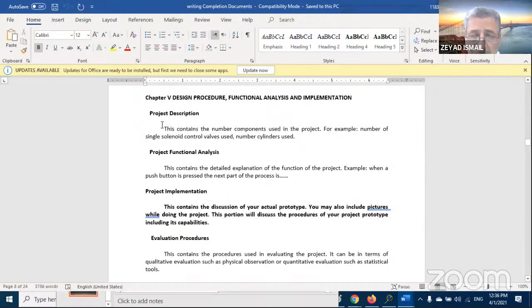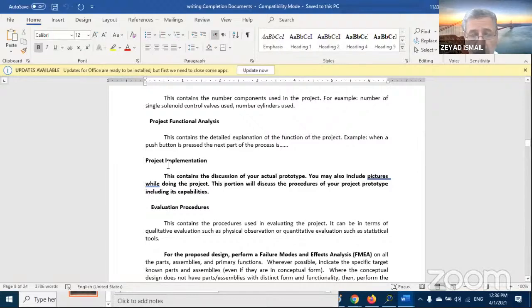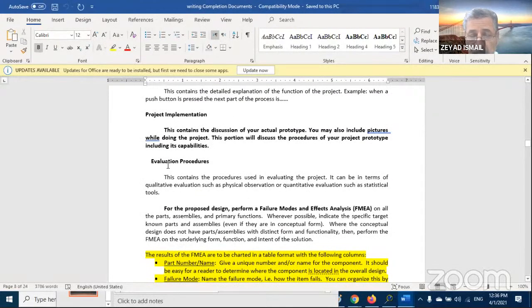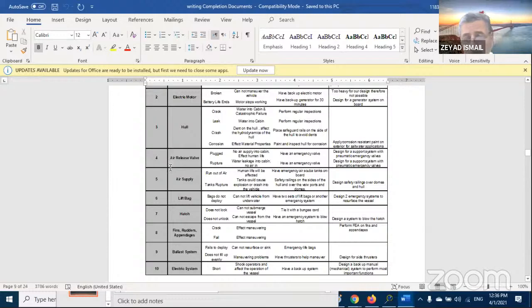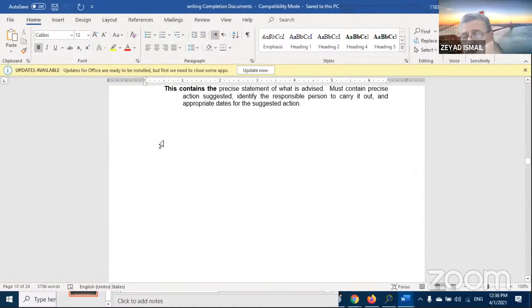Then chapter 5 will be the design procedure. It will include whatever he has done, the analysis and the prototype photo or video and so on, up to the end. I will show you an example for this sample.